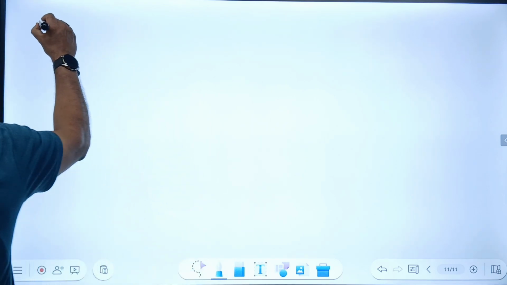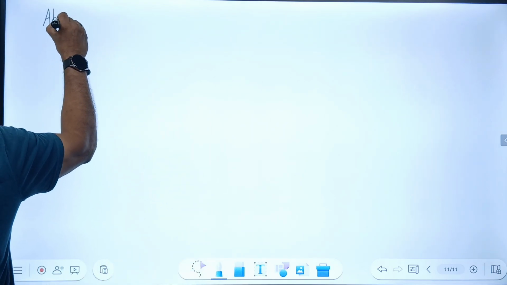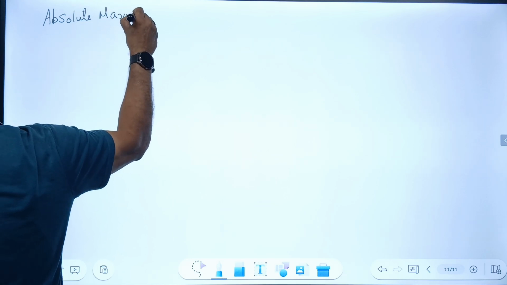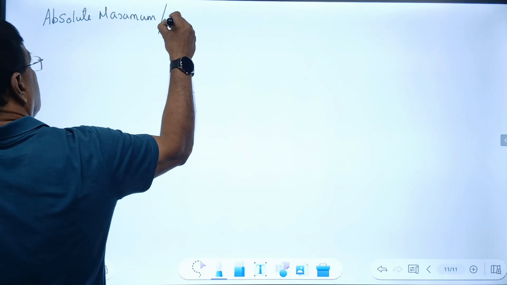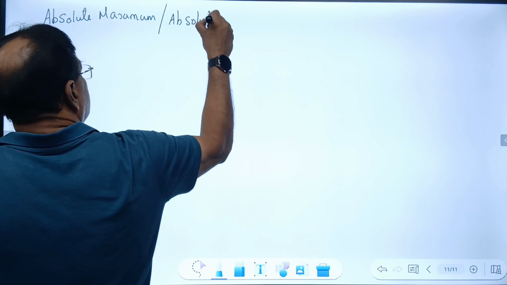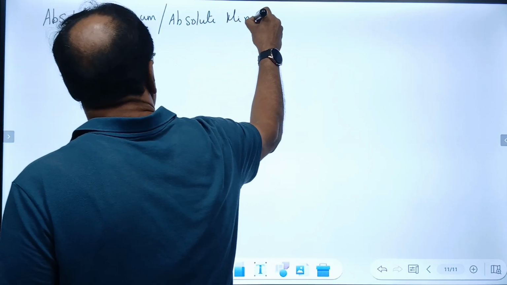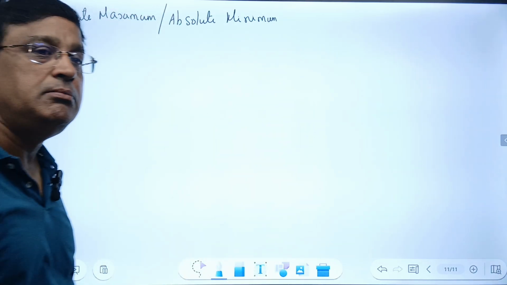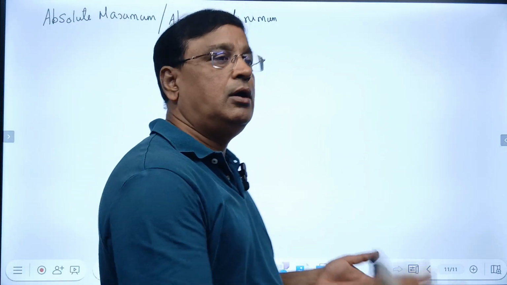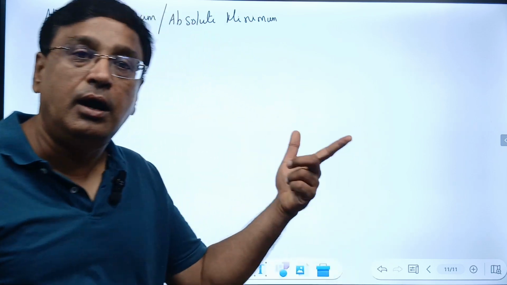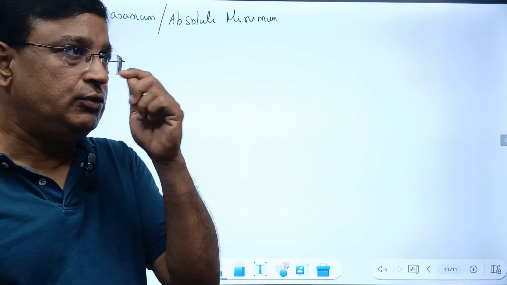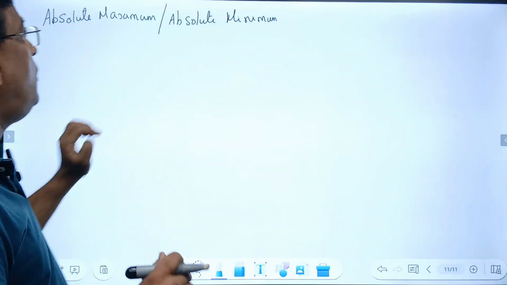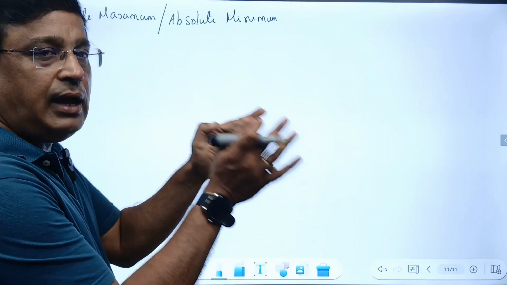Let's go back to another very important term called absolute maximum, and absolute minimum. Now what is absolute maximum and what is absolute minimum? Already we spoke about local maxima and local minima. Whenever you see local maxima, the curve takes a turn. You have a critical point. Now what is this absolute maximum and absolute minimum?